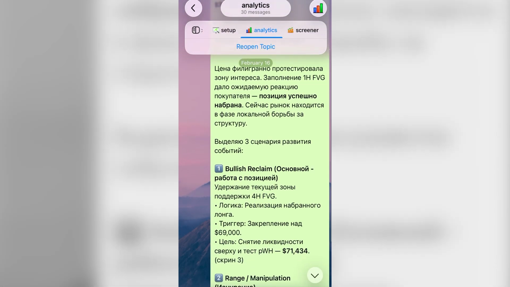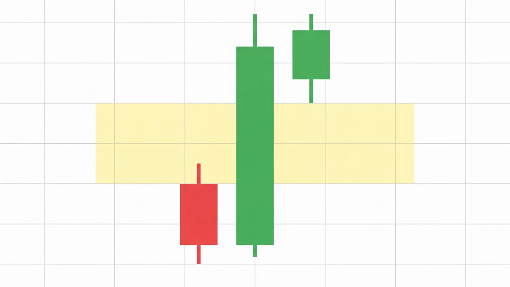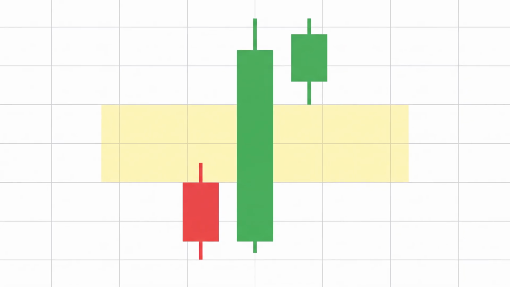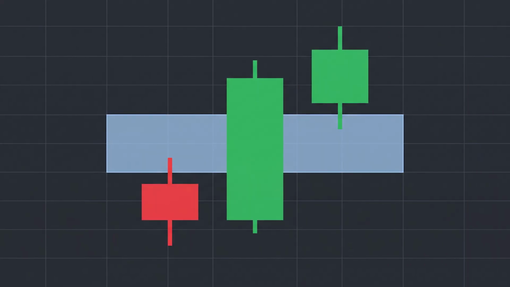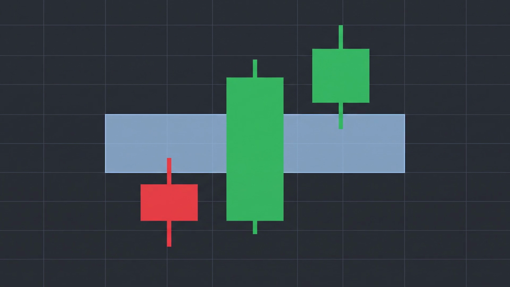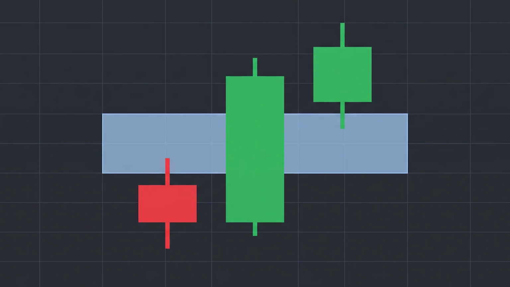What is imbalance, really? Imbalance is an empty area between candles that appears during strong impulsive price movement. In other words, it's a section of the market where price moved through so quickly that no proper exchange occurred between buyers and sellers. Technically, it looks quite simple. Take 3 consecutive candles. In the bullish case, the high of the first candle's wick doesn't reach the low of the third candle's wick. Between them remains an empty zone, which price literally rushed through.